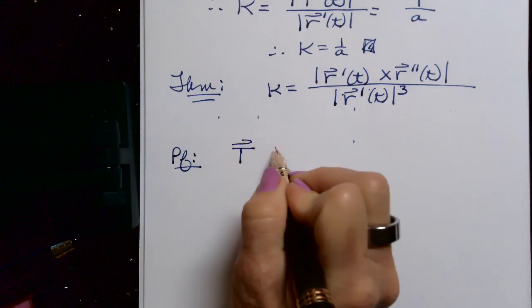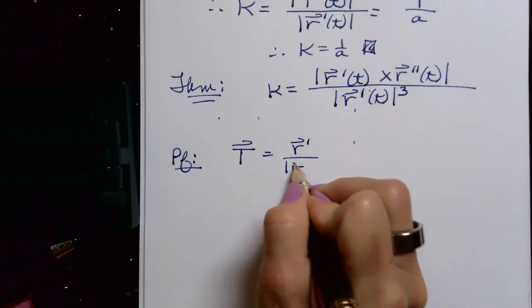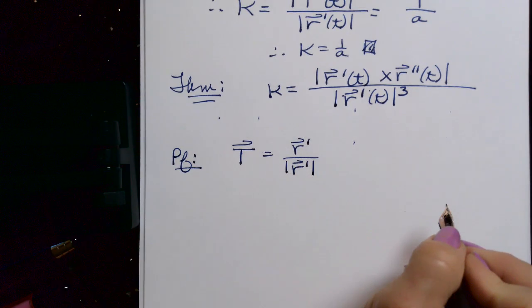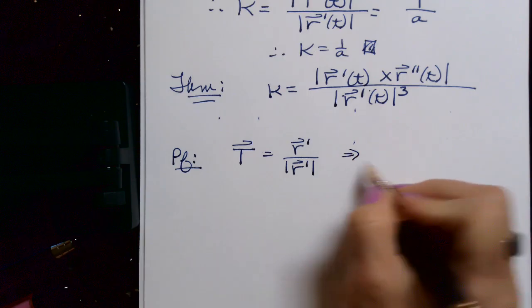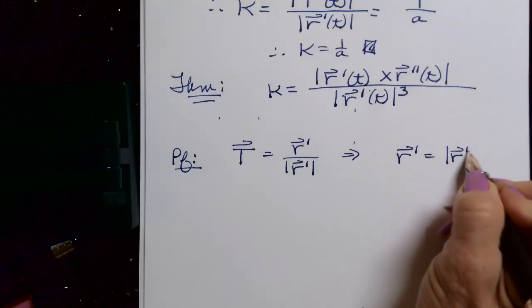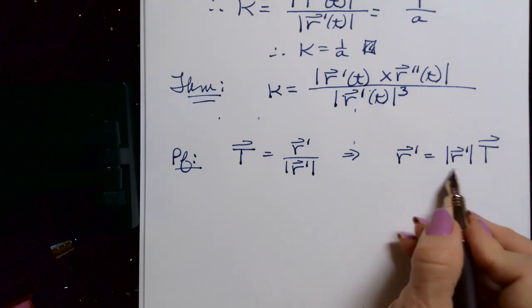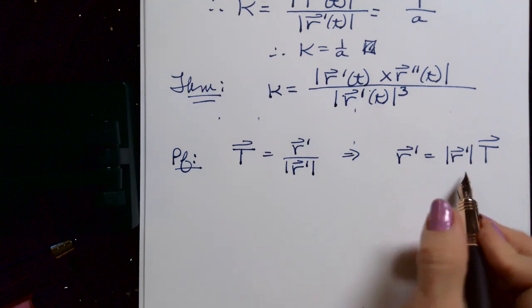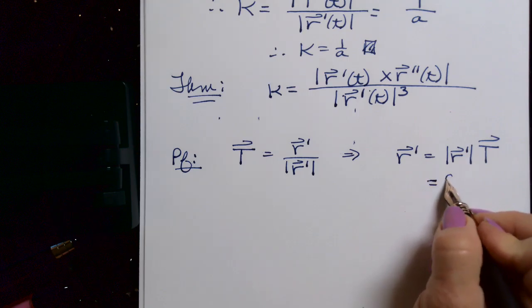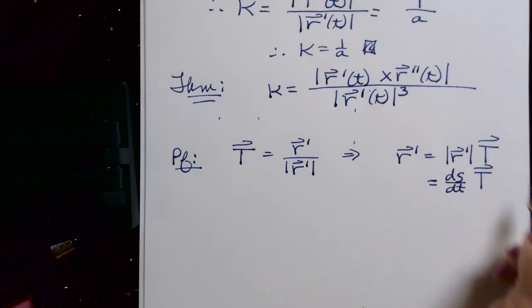Remember that capital T is r prime divided by the length of r prime. Those are functions of t. So that tells me that little r prime I can write as the length of r prime times capital T. But if you remember, the length of r prime of t is the derivative of the arc length function with respect to t. So here's another way you can write r prime.